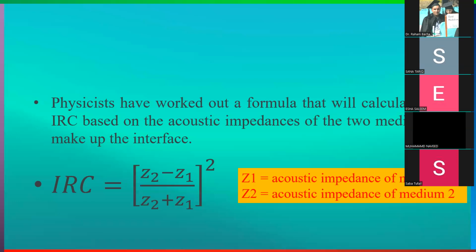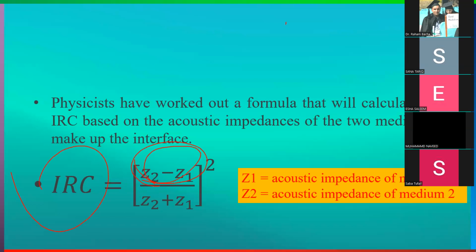So IRC will be greater if there is a great difference between Z2 and Z1. If the value of the numerator is greater, then the overall value of the IRC will also be greater, because it's in direct relation with the IRC. And we'll get a high IRC with a great difference. If the difference is greater, then the reflection will be greater.